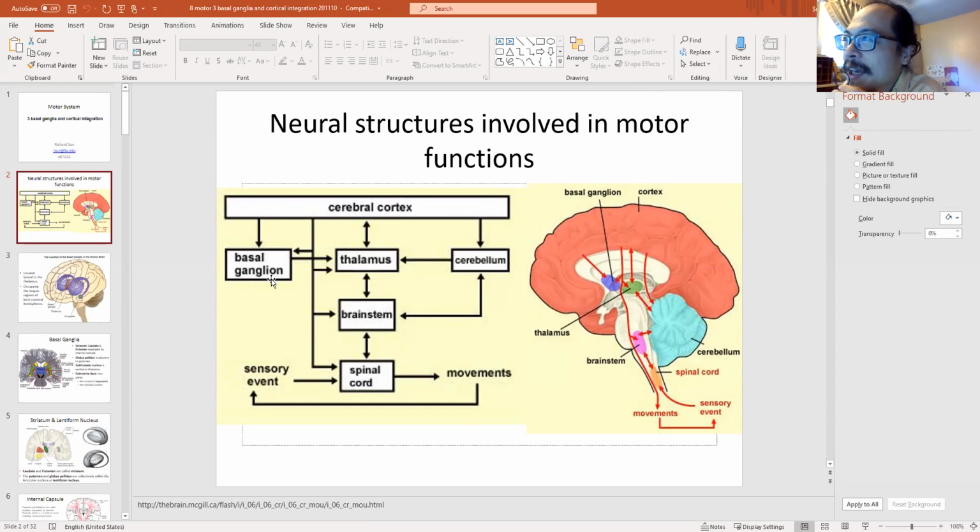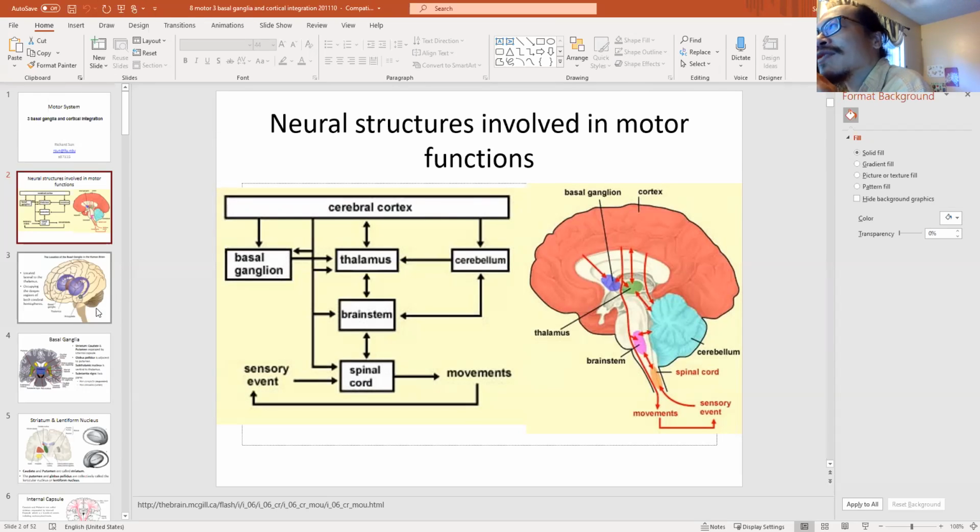The output is back to the cerebral cortex. So input and output is all in basal ganglia and cerebral cortex. So that's this loop. All right, having that in mind, let's look into the basal ganglia.